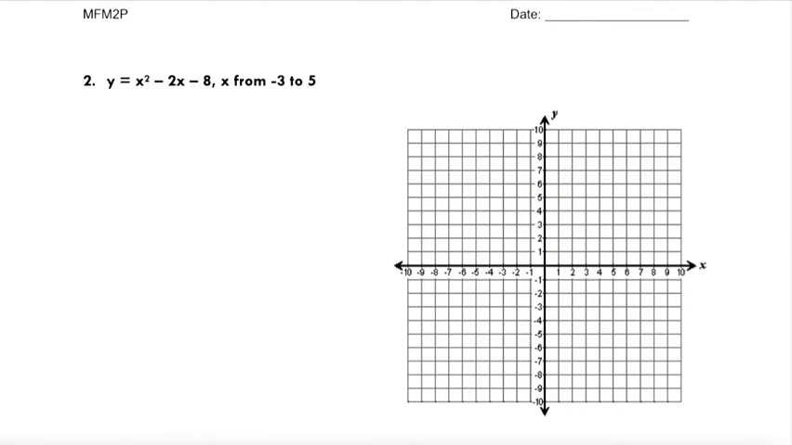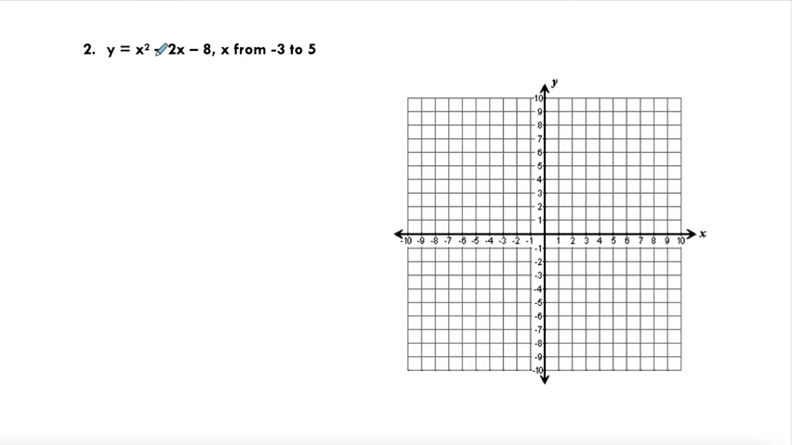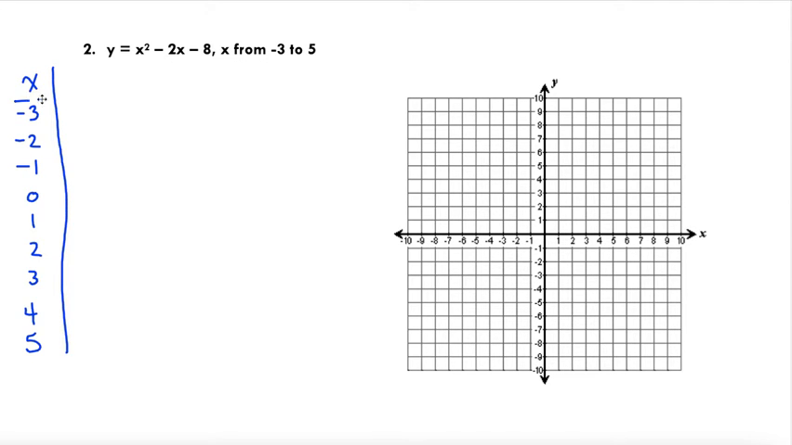So here's another example. We have y equals x squared minus 2x minus 8, and we want to draw the points from negative 3 to 5, so a little bit more than what we did before. So I'm going to start by writing my x values. So negative 3, negative 2, negative 1, 0, 1, 2, 3, 4, and 5. Then I'm going to do my y values, and this is where I'm going to do some calculations.